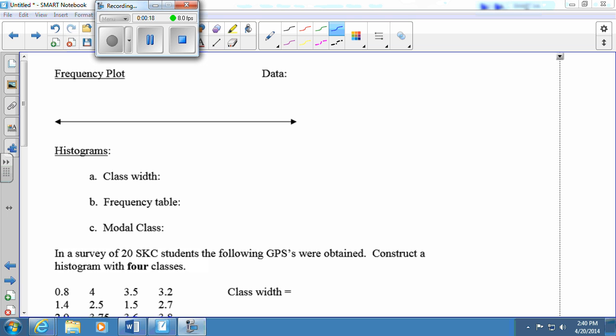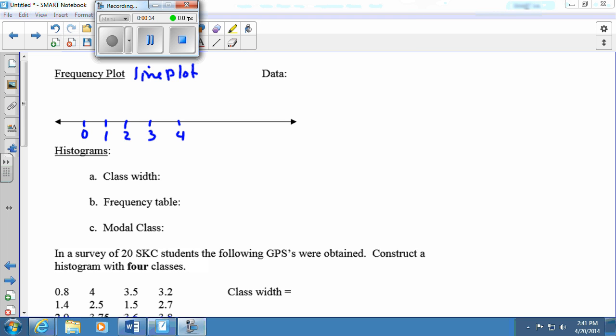One typical type is called a frequency plot, otherwise sometimes known as a line plot. If you see below here, there's a line. If I was counting my data by collecting the number of children we had, what we do here is either put a dot or an X, and for example, I have 3, so I put a little X there.